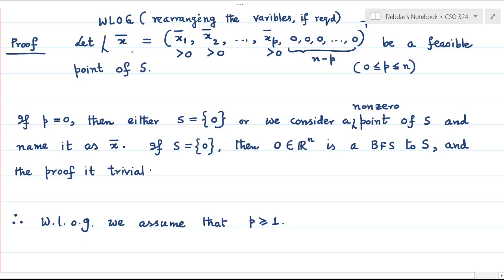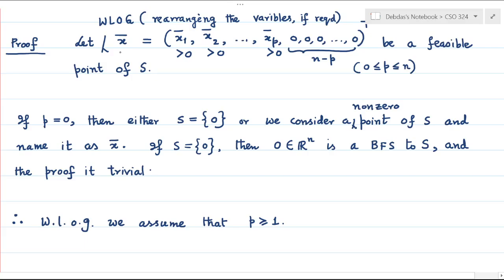Now we'll check whether the point x bar itself is a basic feasible solution. If it is a basic feasible solution, then the proof is done that there is a basic feasible solution. If x bar is not a basic feasible solution, then we have to proceed with how we can reduce this feasible solution to a basic feasible solution.